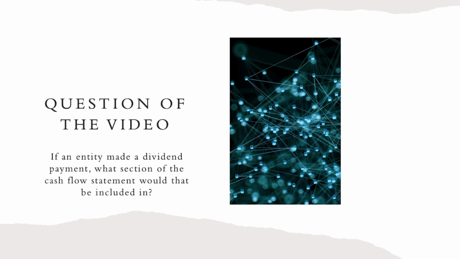But with that being said, I'll leave you with the question of the video. If an entity made a dividend payment, what section of the cash flow statement would that be included in? Make sure to leave the answer in the comments section below. First one I see correct, I'll pin at the top.